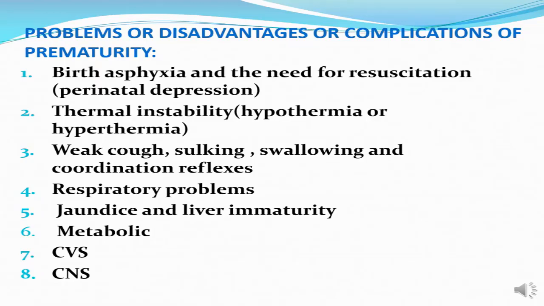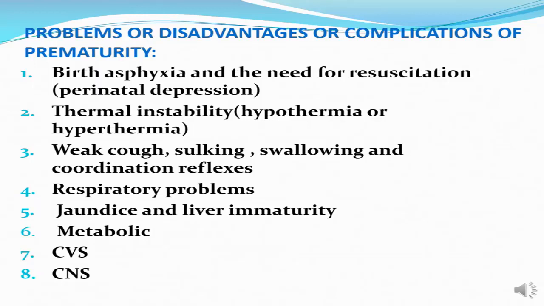They have many respiratory problems, including apnea, respiratory distress syndrome, pneumothorax, pneumomediastinum, pneumoperitoneum, and jaundice and liver immaturity. Because of liver immaturity, the baby might also develop bleeding because of inadequate or low levels of coagulation factors, which are synthesized by the liver. And also they are liable to have hypoproteinemia because albumin is also synthesized in the liver, and after hypoproteinemia they will have edema.